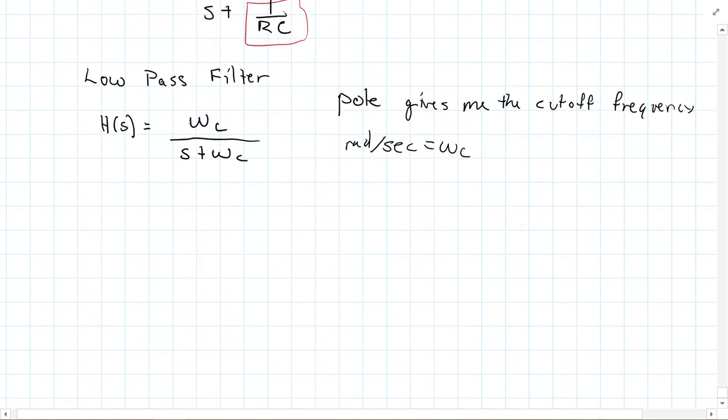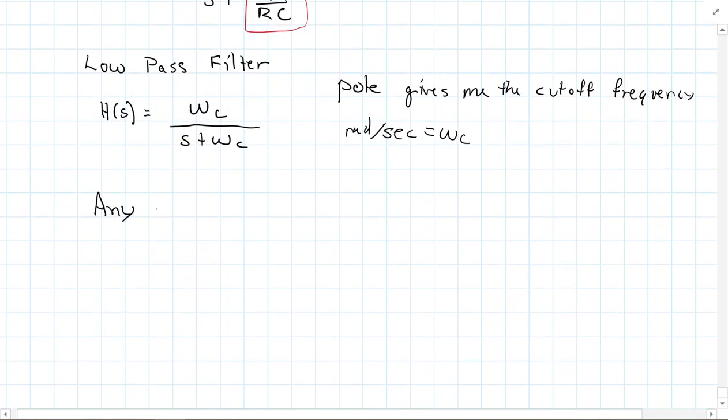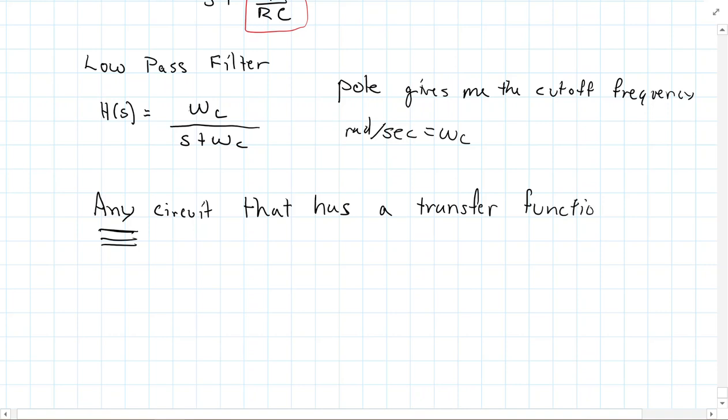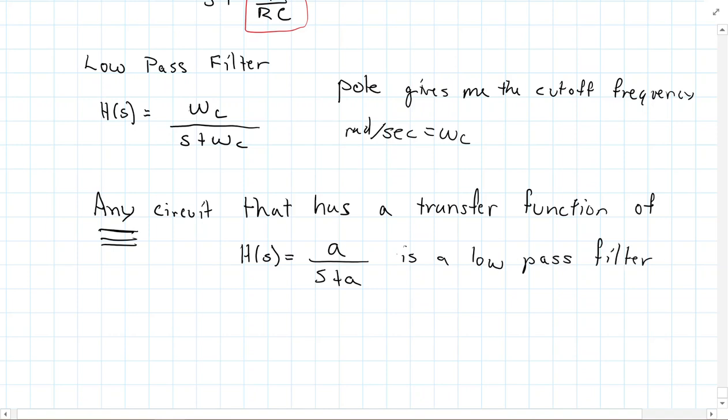But what I really want to wind up with is that any circuit that has a transfer function of H at s equals, and I'm going to write A over s plus A, is a low-pass filter with cutoff frequency omega c equaling A. Now that's going to be important when we look at our next circuit in the next video.